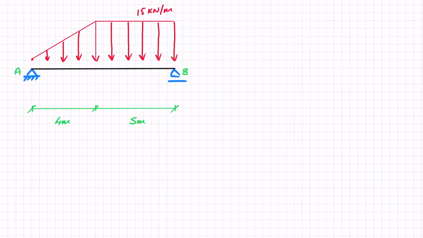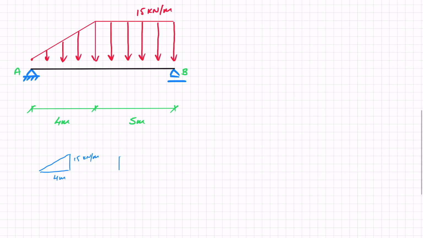Let's just think back to what we discussed previously. The area under that shape is what gives us the force. So in this case, I've got this triangle of 4 meters by 15 kilonewtons per meter, and I've also got this rectangle over 5 meters, again with a height of 15 kilonewtons per meter. The area of each shape gives me the equivalent force for that distributed load.